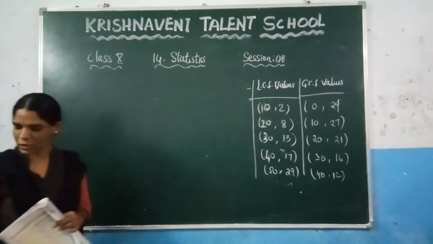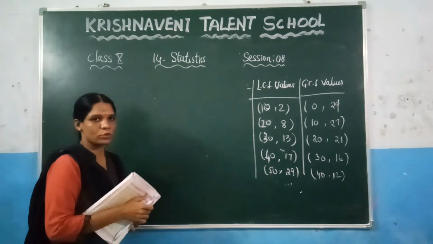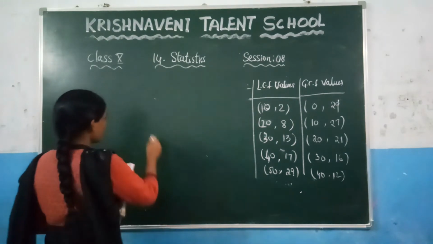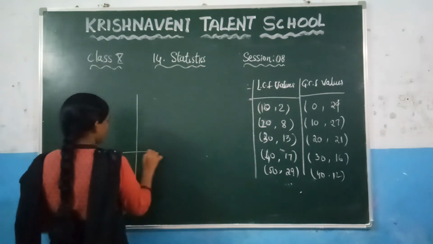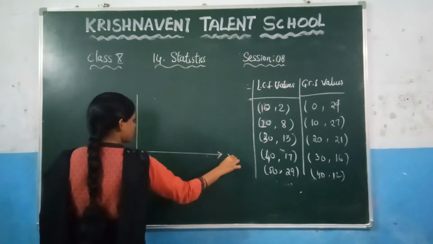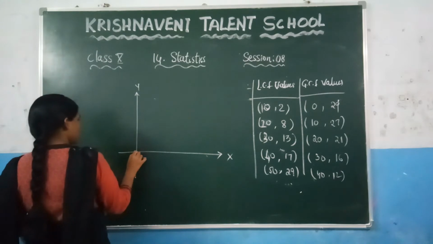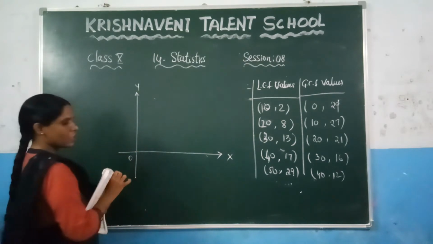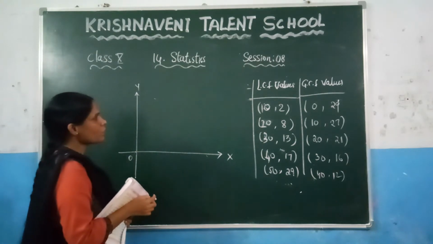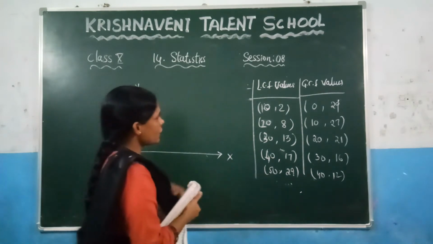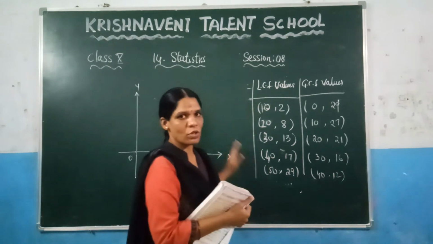Before we do some example to understand how to take the values. If you want to represent this on a graph, you know that this is the x-axis and this is the y-axis, right? And the intersection point we call the origin, right? So here you need to check if you want to represent less cumulative frequencies on a graph.